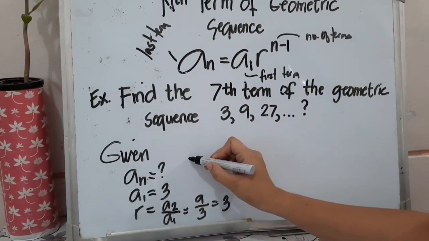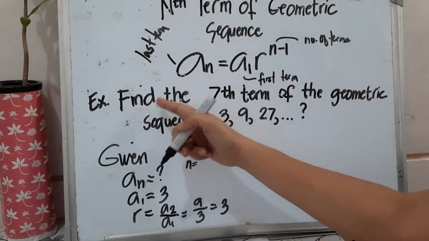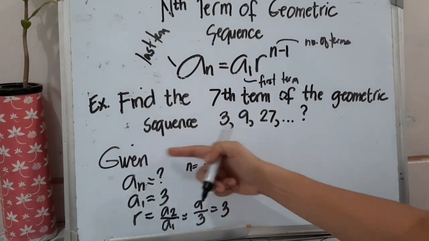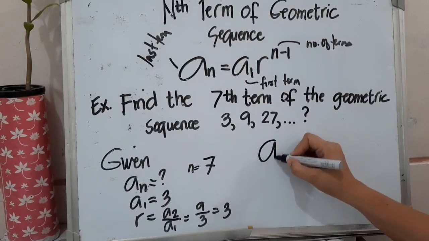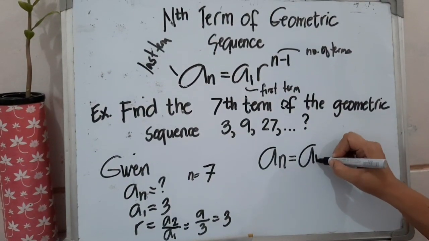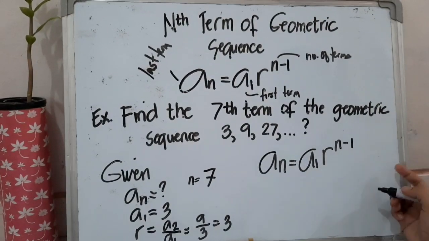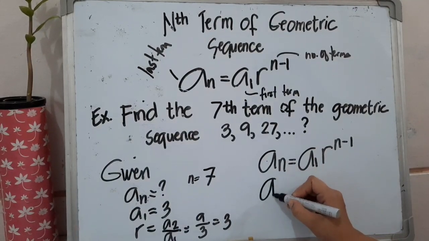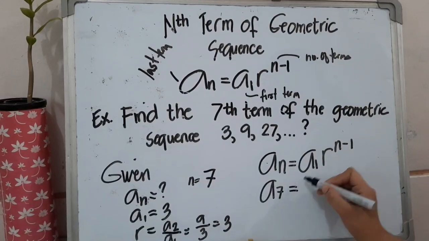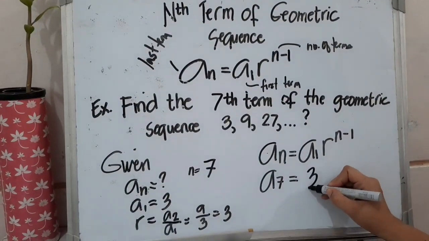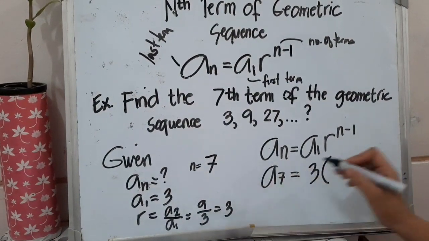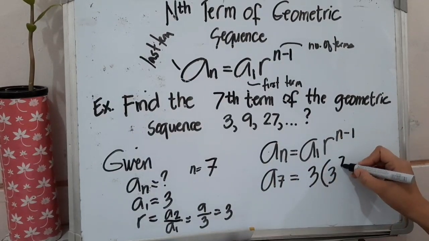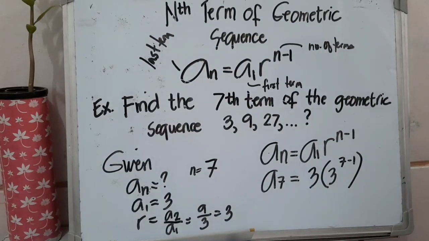Next one, do we have n? n refers to the number of terms. Do we have n? Yes. We are going to look for the 7th term of the geometric sequence, so n is 7. Since all of these are present, we can now use our formula: a sub n equals a sub 1 times r raised to the power of n minus 1. After having the formula, substitute. We don't know a sub n, or the last term. We are going to look for a sub 7 equals our first term, which is 3, multiplied by the common ratio, which is 3, raised to the power of n minus 1, where n is 7, minus 1.